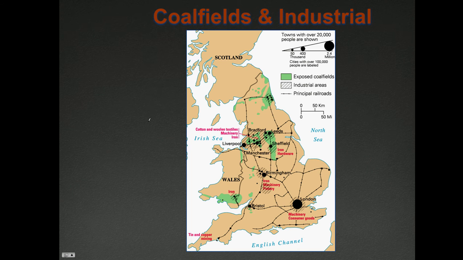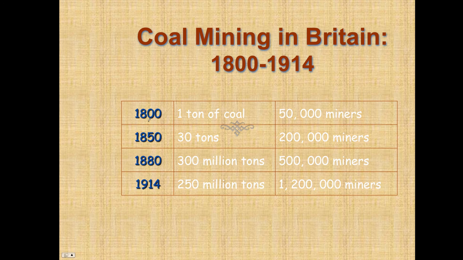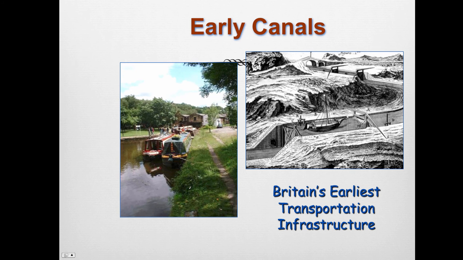Here you see coal fields. All of this is going on in England at about the same time. Look at this boom. In 100 years, look at the change, from 1 ton of coal to 250 million tons of coal being mined. This is what we mean by a canal. This is Britain's earliest form of transportation.